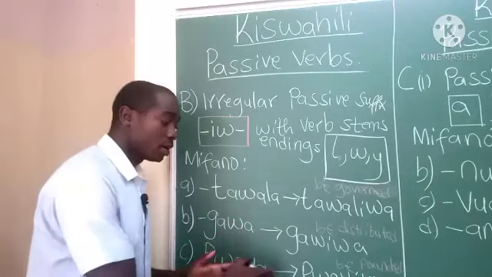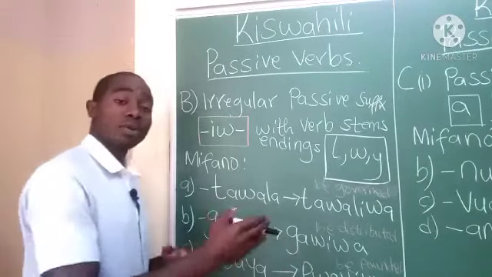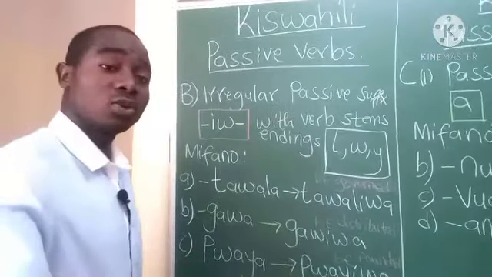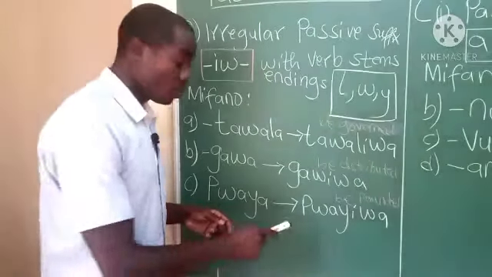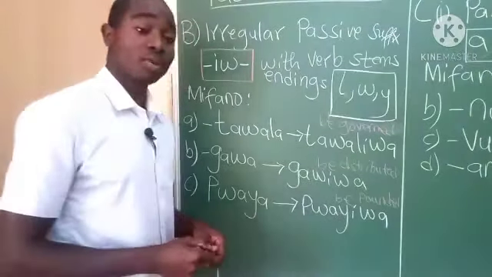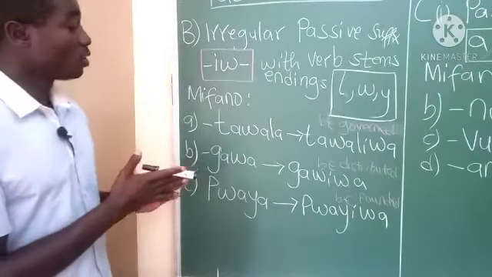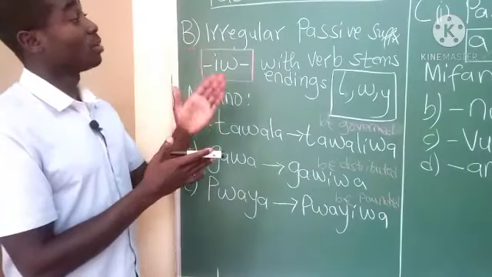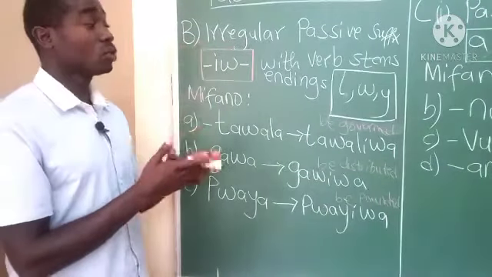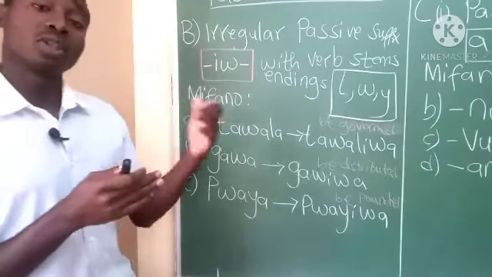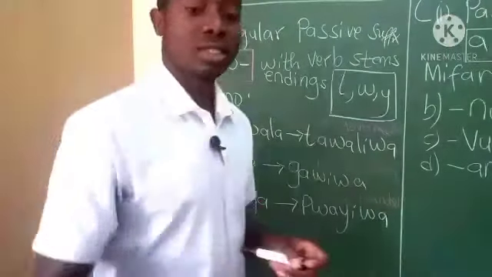So poya, poaiwa, to be pounded. I don't know, you're not seeing this one, poaiwa. You can see now properly. Poaiwa, to be pounded. So this is all about this lesson for passive verbs in irregular passive. So we're going to the part C.